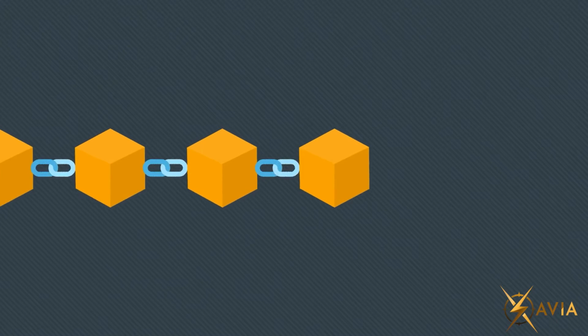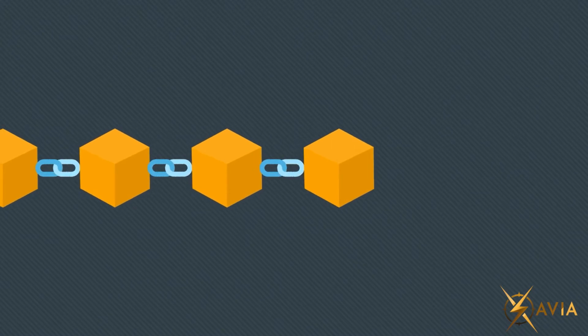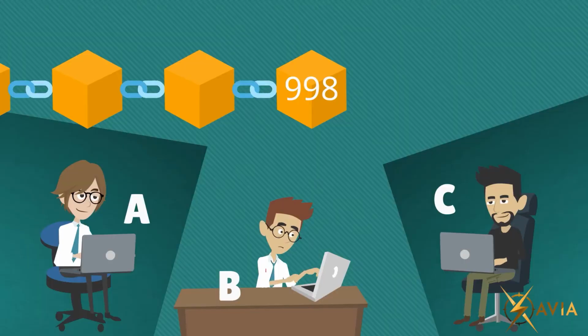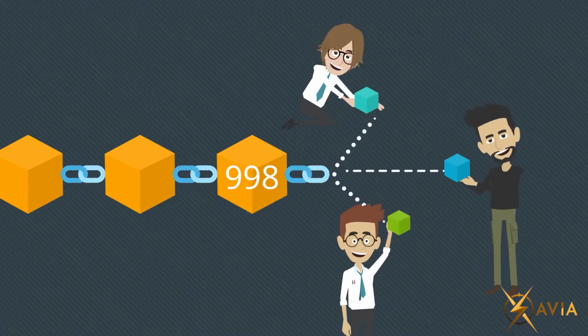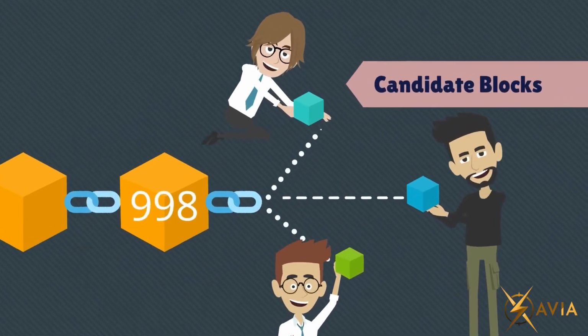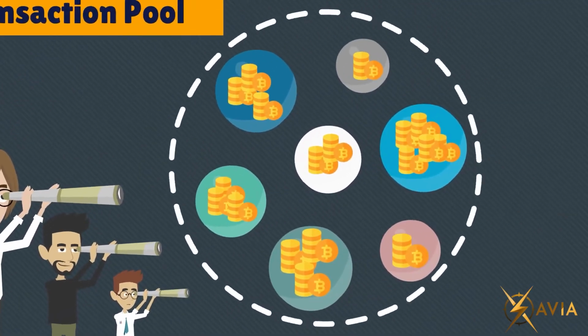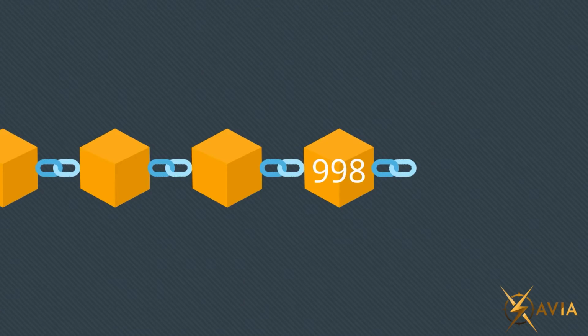Currently, the number of confirmed blocks in the blockchain public ledger is 998. Once the miner identifies that the 998th block is a valid block, they try to create a candidate block by adding unconfirmed transactions from the transaction pool. Now these miners are trying to add the 999th block.